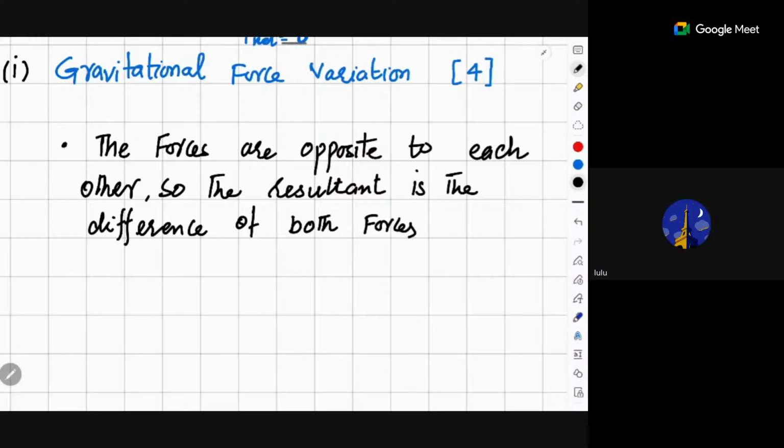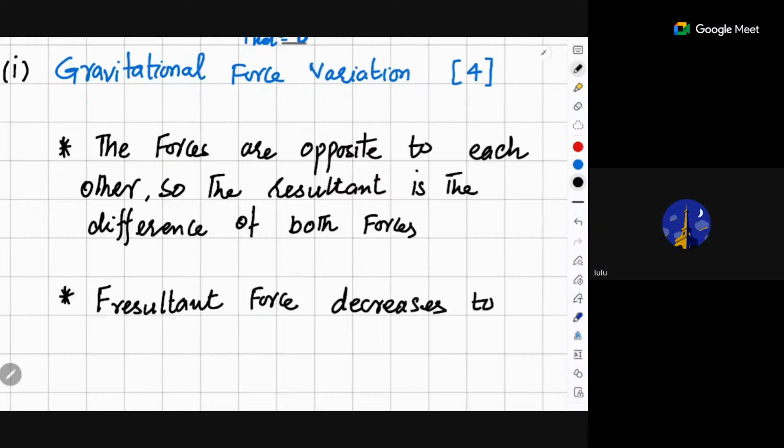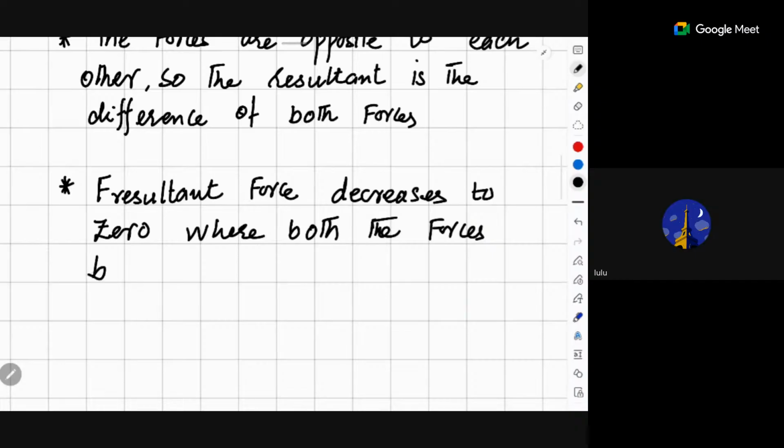Okay. Now, right after this, what will you write here? That F resultant, or resultant force, decreases to 0 where both the forces become equal and opposite. Okay, are you getting this point?